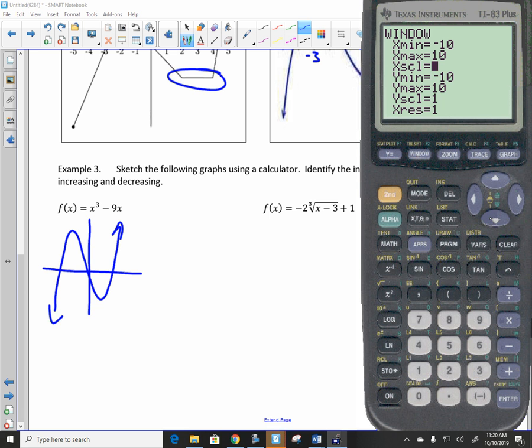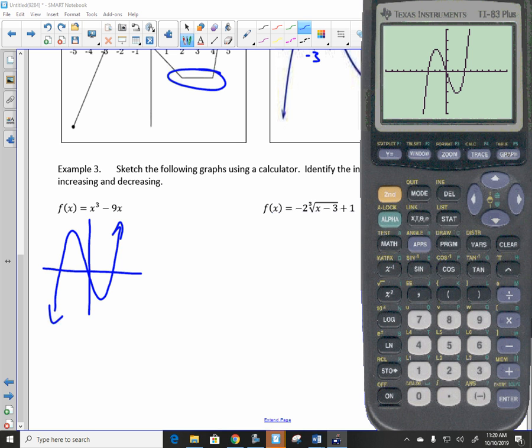I'm going to take the y values and drop them down to negative 20, and increase the other y values to positive 20. I'll have a tick mark every 5 units. So I've changed my window, and now I have a more attractive graph. If you use your trace button, you can see that at this point, it looks like the graph is decreasing. And over here, it looks like it's increasing. So it looks like at this spot is when that change happens.